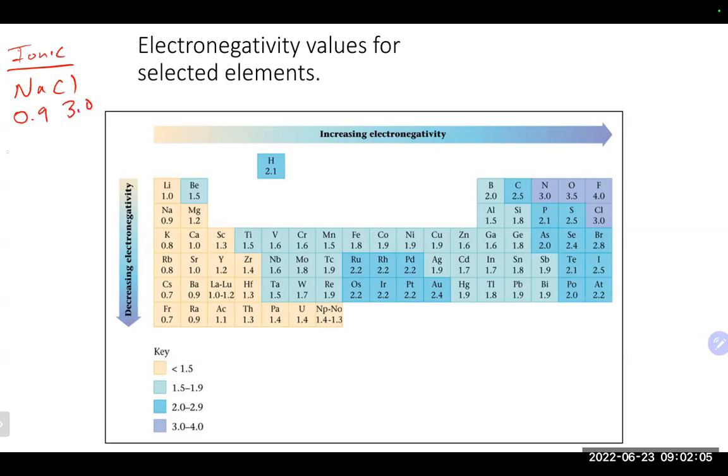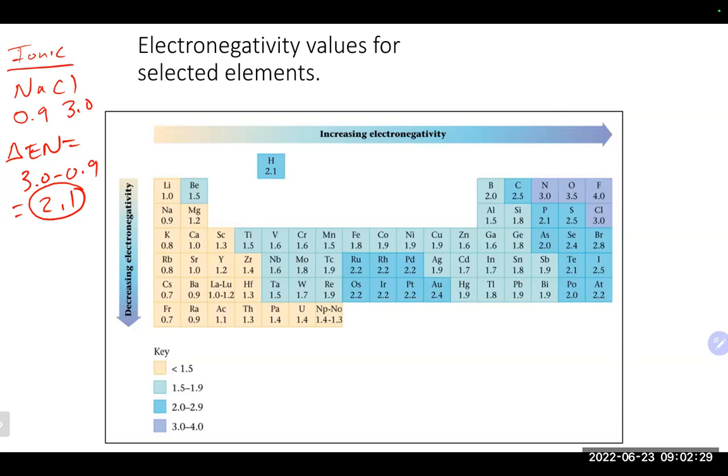And by the way, when you do the difference in electronegativity, just take the larger number minus the smaller, so you get a positive number. So we take 3 minus 0.9. That is going to give us a 2.1 difference. That is above 2, which is our cutoff for an ionic bond. Once again, you really don't need the table for this. As soon as you saw sodium chloride, it should be ionic.